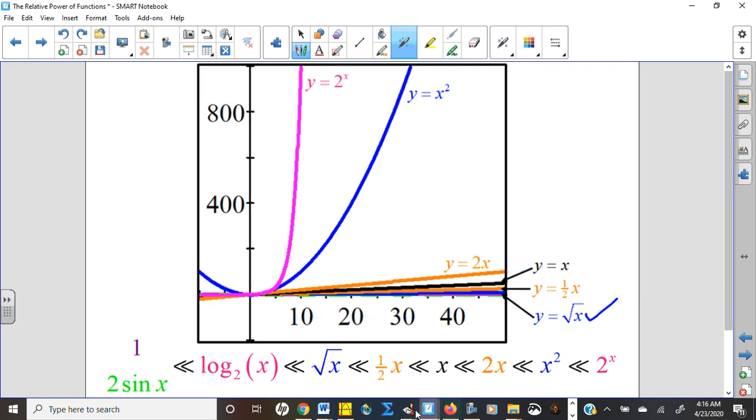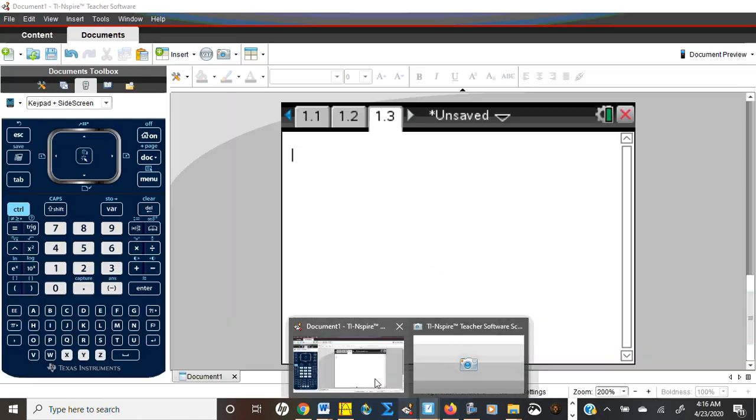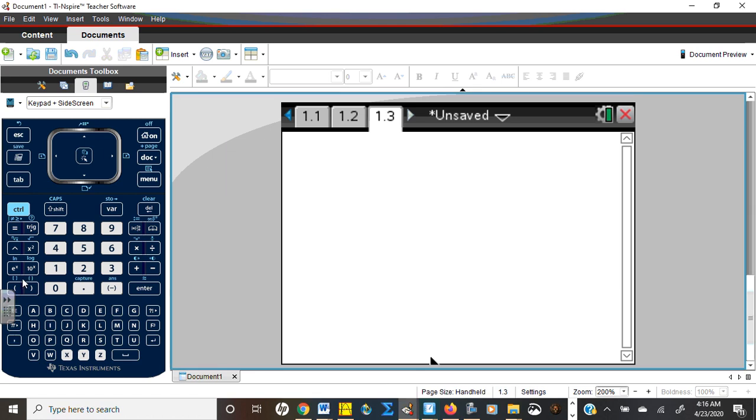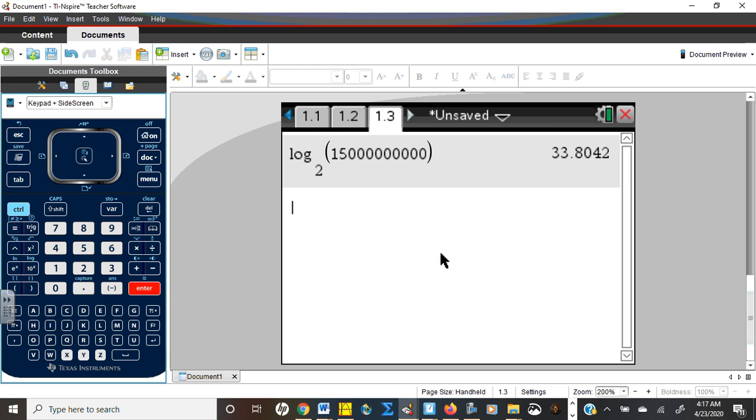Just to give you an indication here of how weak the log function is, I'm going to take a log. I think we said we were going to do base 2, right? And let's pick a number like 15,000 million billion. What is the log base 2 of 15 billion? How about 33.8? Think about that. 33.8. I've gone out 15 billion units on the x-axis, and I haven't even made it up to 50 yet.